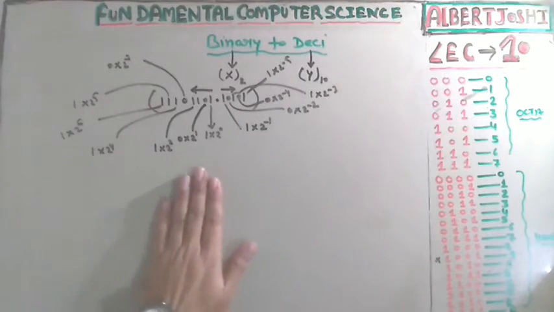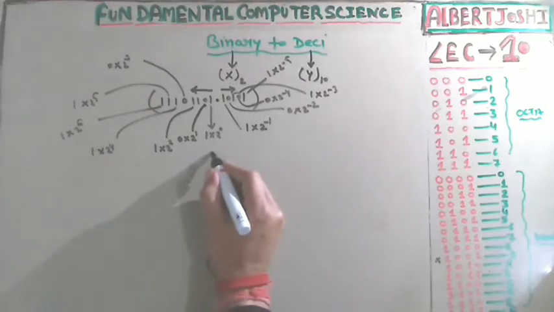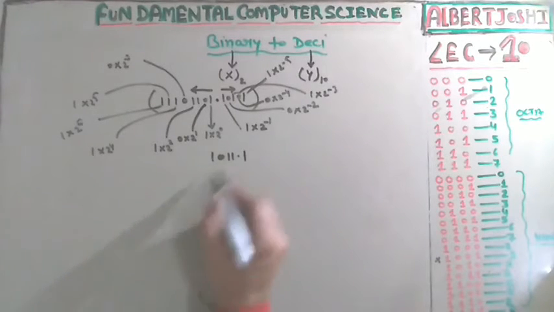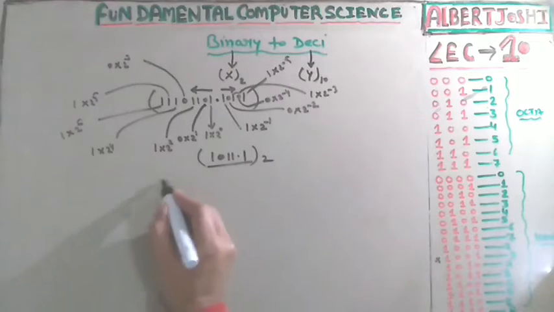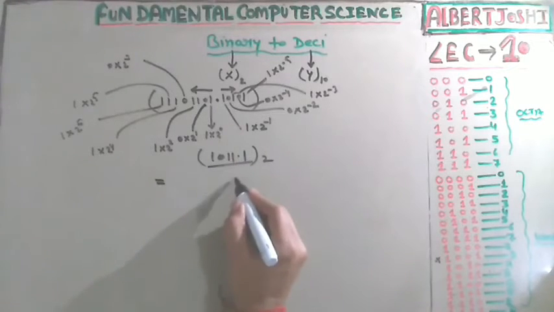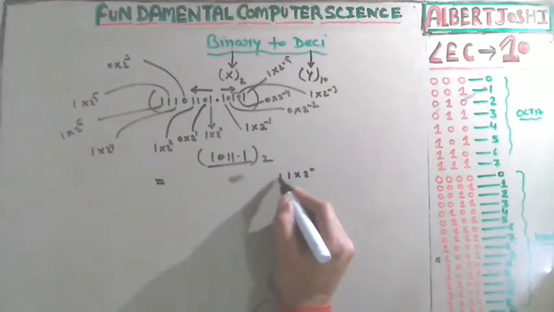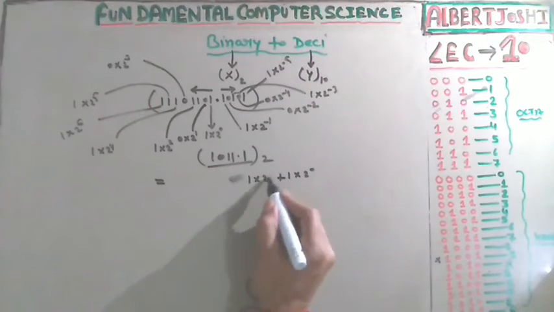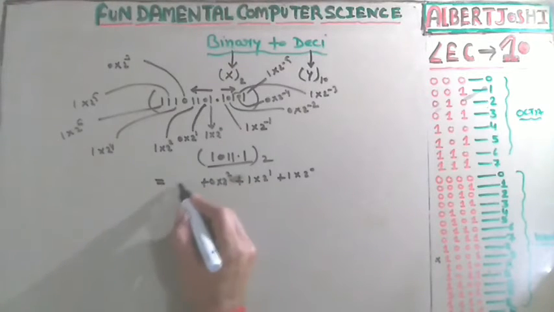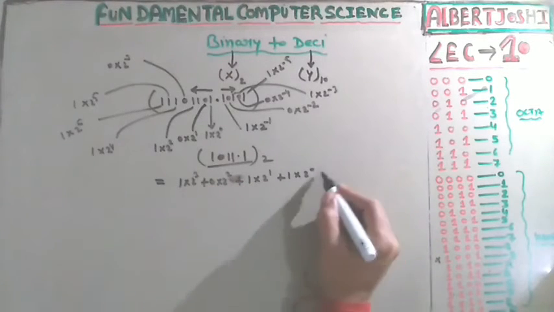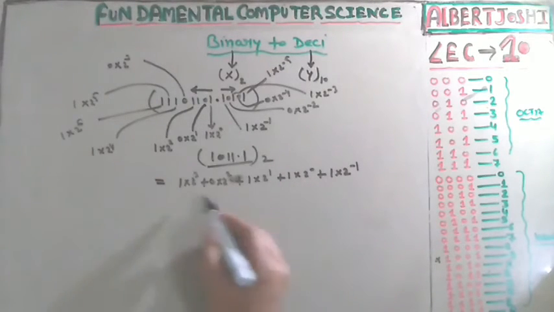Now I will give you one simple example that will make it clear. We have this example, 1011.1. In this condition, your first number is 1, so 1 into 2 to the power 0, plus this number 1 into 2 to the power 1, plus this number 0 into 2 to the power 2, plus this number 1 into 2 to the power 3. Then plus this number 1 into 2 to the power minus 1, according to this rule.